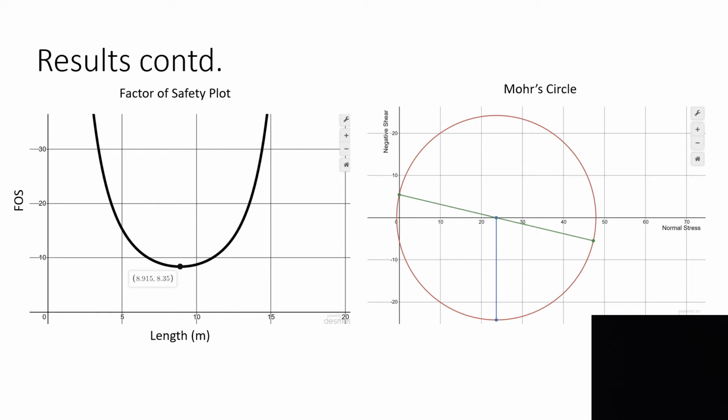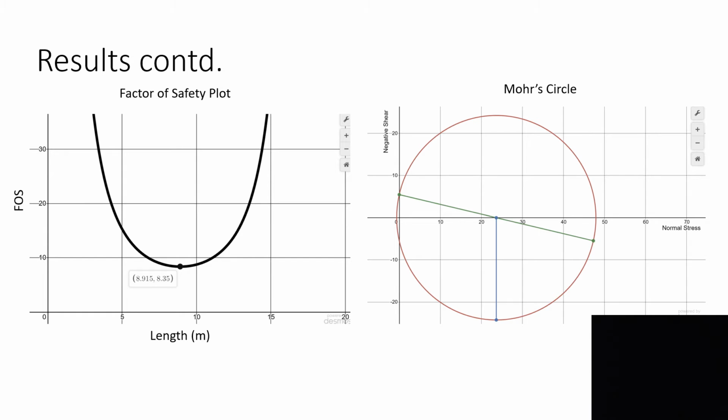To the left, you see the factor of safety plot, with the factor of safety plotted on the y-axis, and the length of the bridge in meters plotted on the x-axis. You can see it races off from infinity, dips down to a minimum of 8.35, and then races off to infinity at the edges of the bridge.